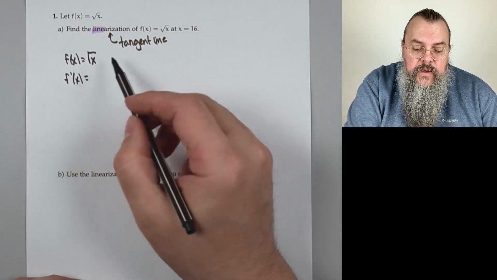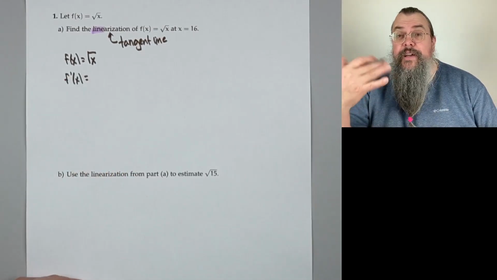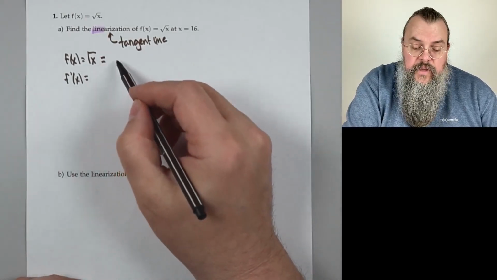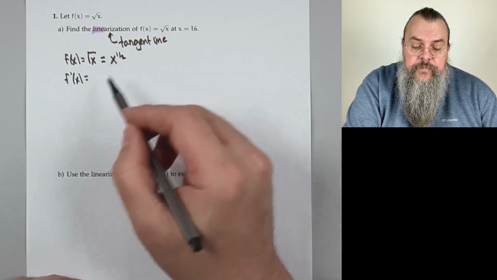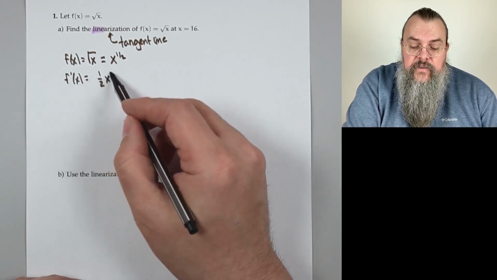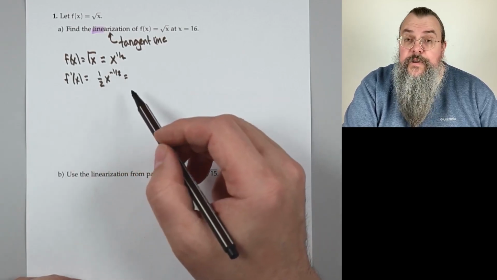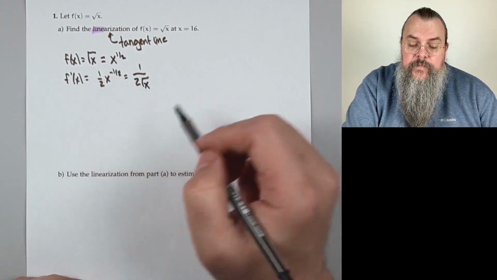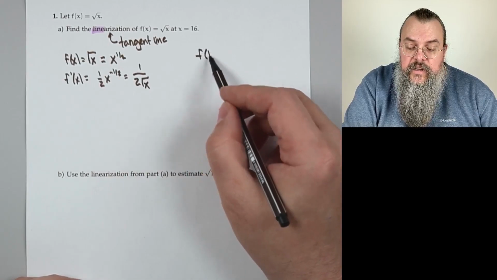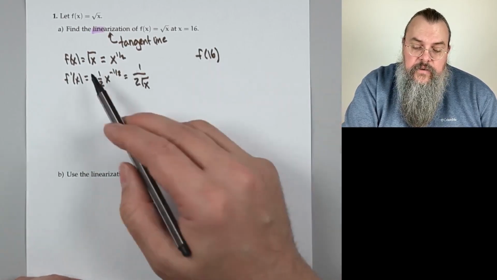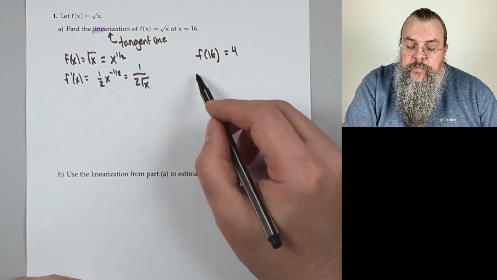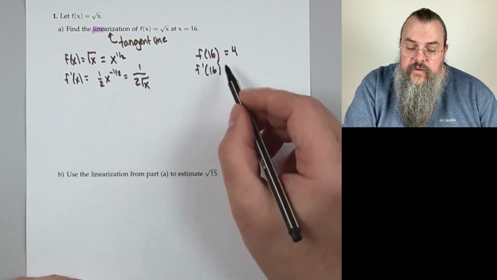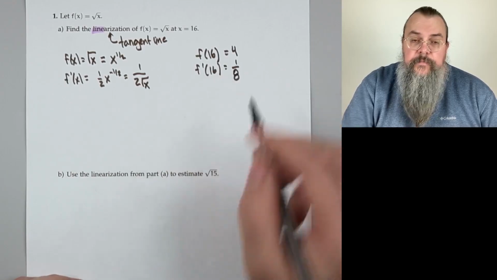So find f prime of x. Well, square root of x, we can write that in a more calculus-friendly way, more in line with our rules. So this is x to the 1/2. So f prime of x is 1/2 x to the minus a half. And if you want to convert back to more algebraic, that's 1 over 2 square root of x. All right, so we plug in 16. f of 16, well, square root of 16, that's 4. f prime of 16, well, that's 1 over 2 times square root of 16, so that's 1 over 8.